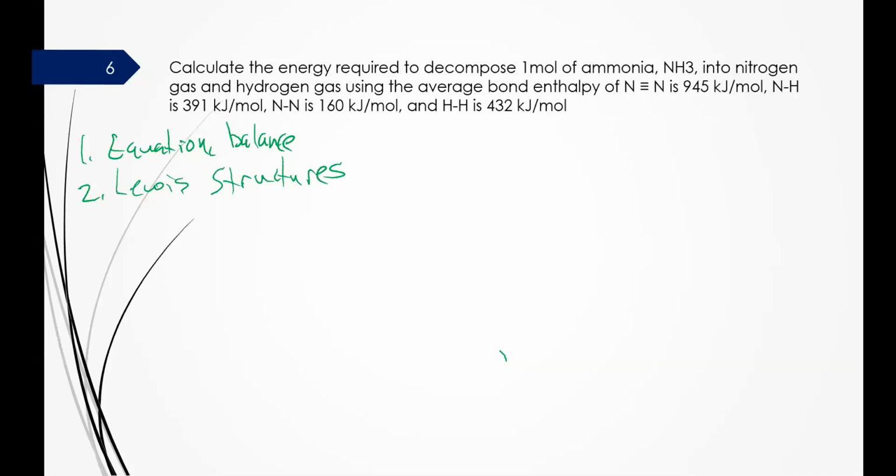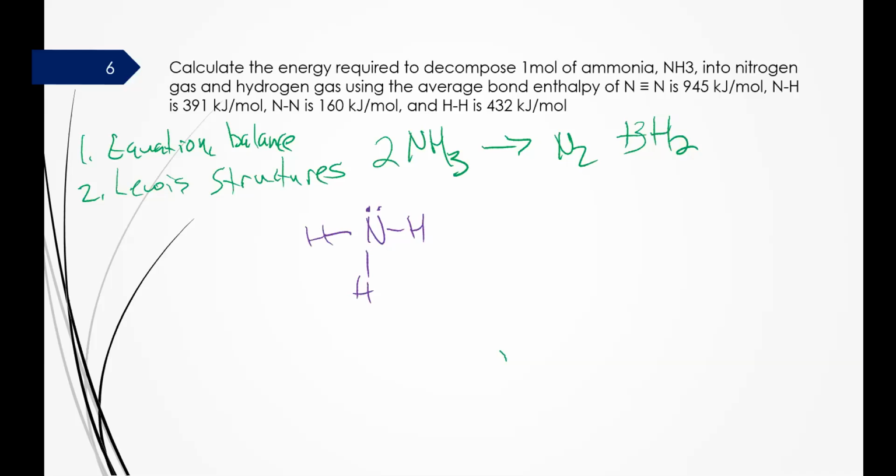So we're looking at the decomposition of ammonia. So that should be our NH3 going to N2 plus H2. We want to make sure we balance it because that could be a tricky part. And so we should have 2 NH3 going to 1 N2 and 3 H2. And then we can do our Lewis structures for that part. So NH3 should be 3 single bonds and a lone pair.